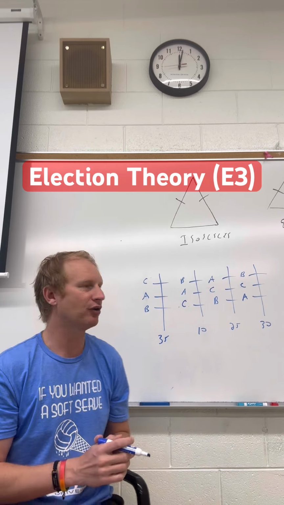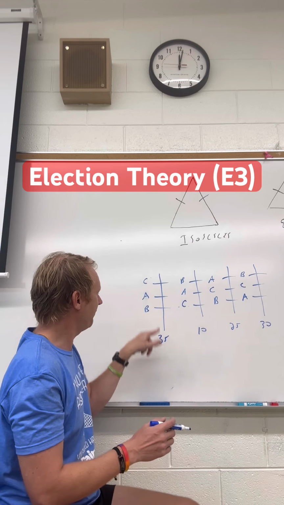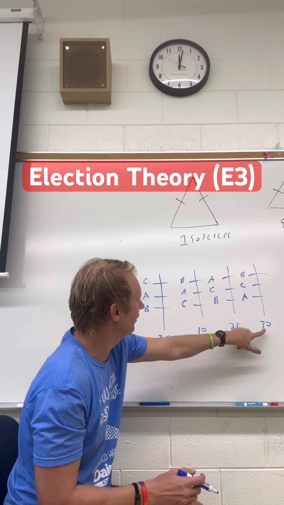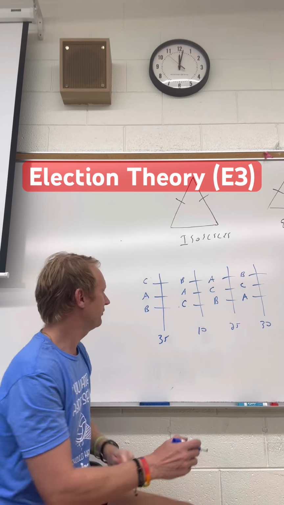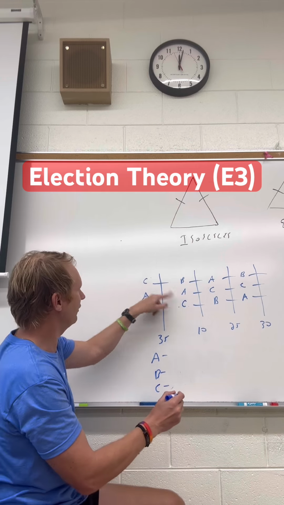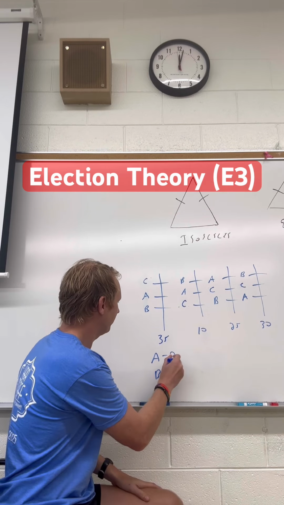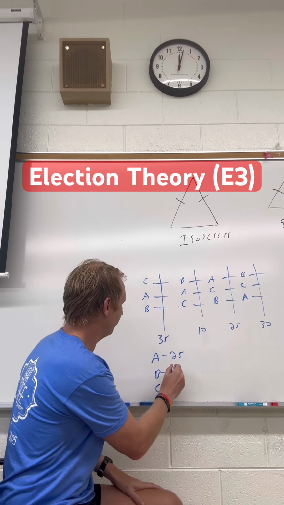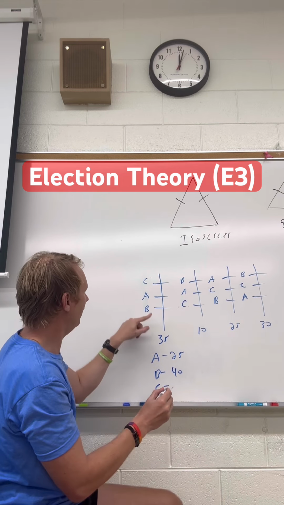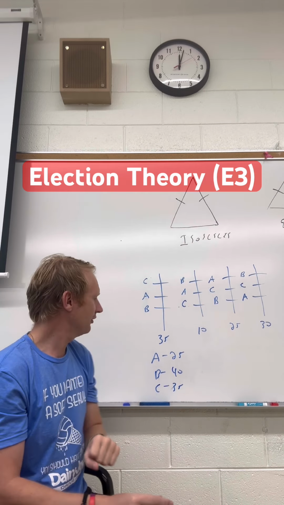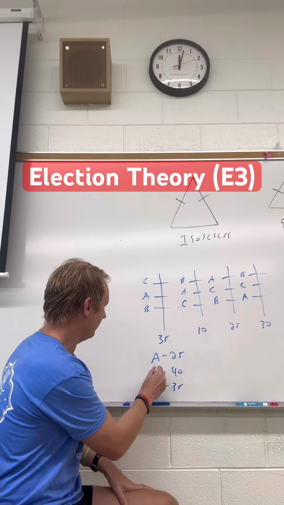Let me show you how this can work. So here's the results. CAB at 35%, BAC at 10%, ACB at 25%, and BCA at 30%. So we're just going to count the first place votes. So A had just here 25%, B had 10 and 30, which is 40%, and C had just 35%. So in this case, the top two would be B and C.